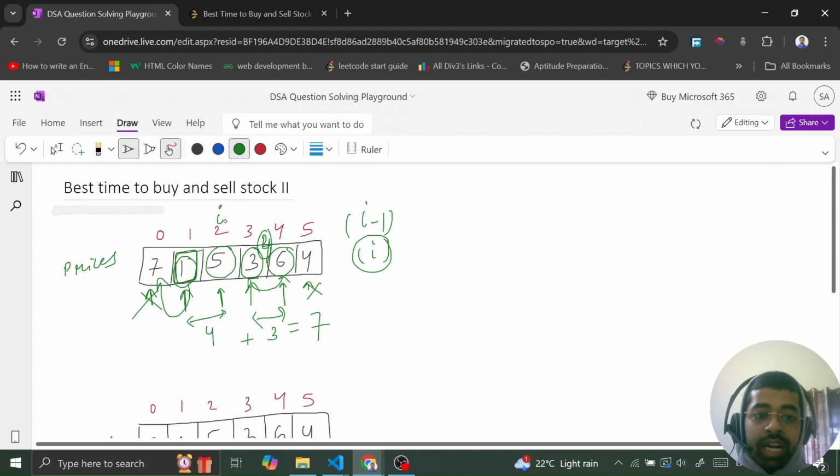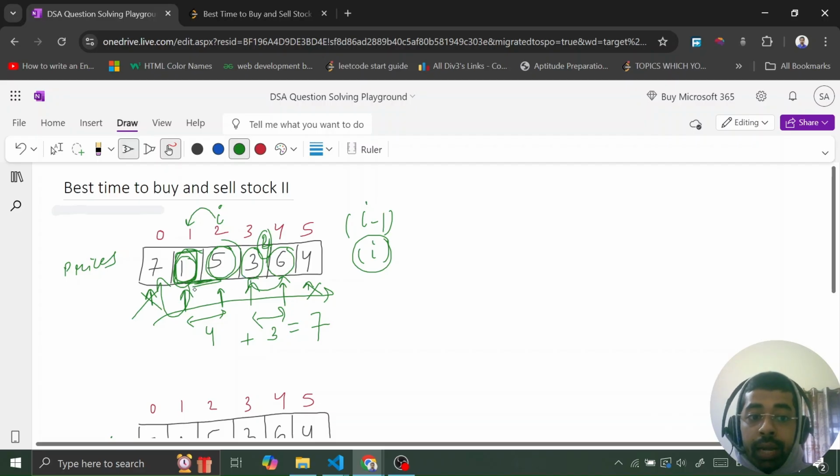We are standing at this point and we will see that i minus 1, this position, is it lesser than us? Yes, this is lesser than us. It means that this is the buying point and this is the selling point, and we can make a profit here. I will do this for every index throughout the array, and with that I will get the maximum profit. I will show you one more example why I am taking i and i minus 1, and why I'm taking the consecutive things.